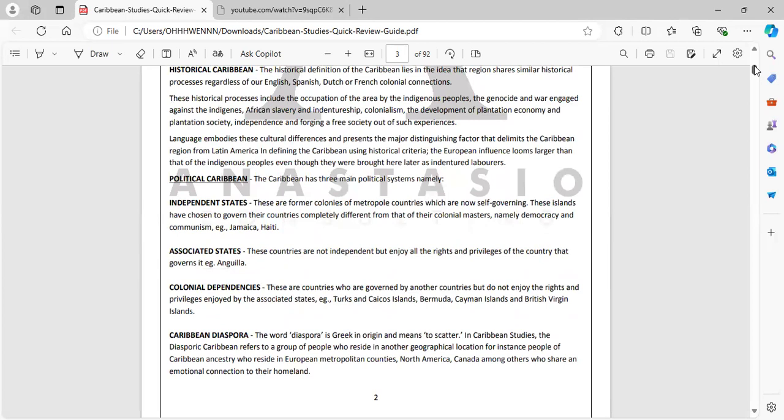So, the historical definition of the Caribbean. When you talk about historical, what are we talking about, guys? Come on, tell me. What about history? The colonization and the slavery time. Right, copy that. Well done. Anybody else?